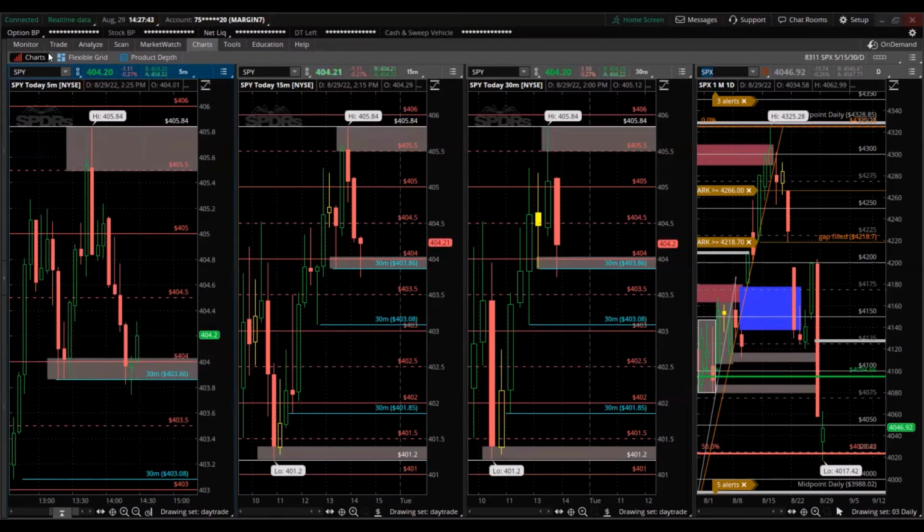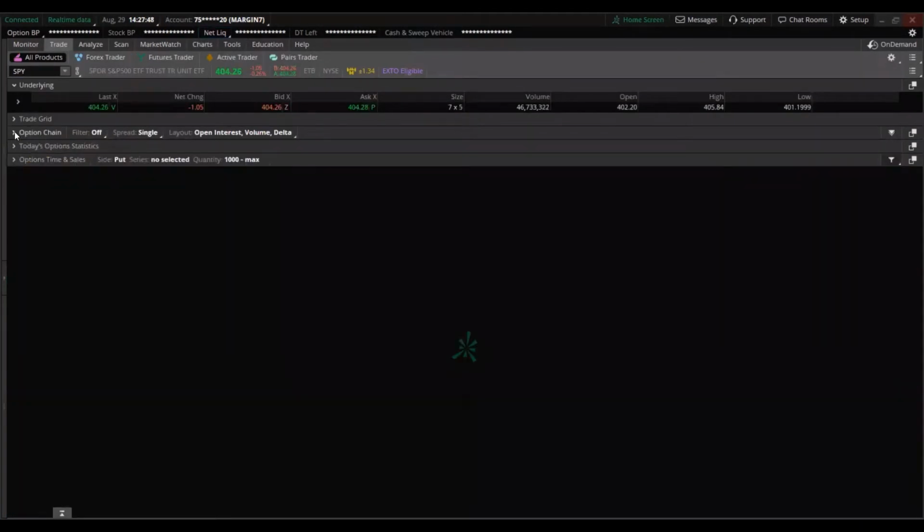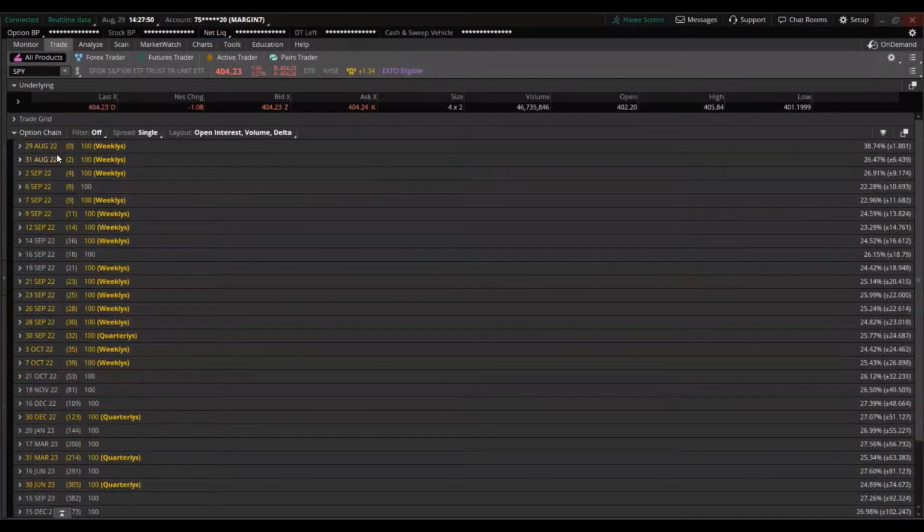Okay, let's go to the option chain now. What you do for day trading is open up the option chain and use options that expire the same day. See that parenthesis up there? It says 0. That means they expire the same day. Well, SPY does not have options that expire every day. So you can't do this every day, but you could use other S&P 500 products that do.